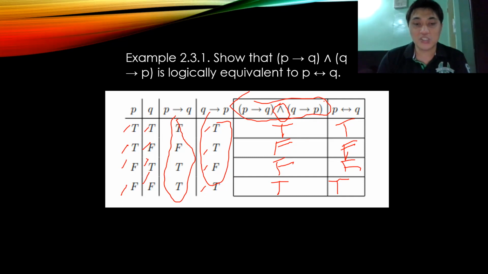Assume P implies Q is false, then P is true and Q is false. But if this is the case, then P is equivalent to Q is false. Assume Q implies P is false, then Q is true and P is false. But if this is the case, then P is equivalent to Q is false. So we have another case about this logical equivalence.